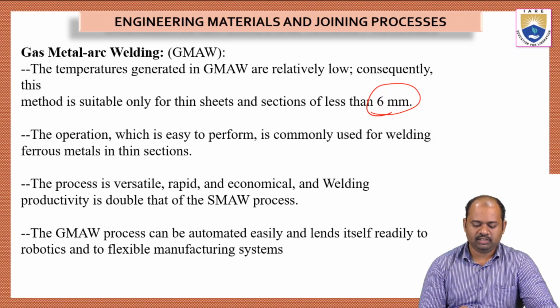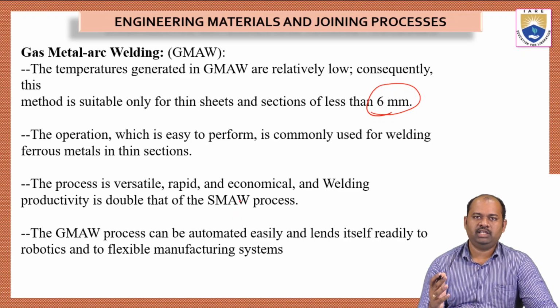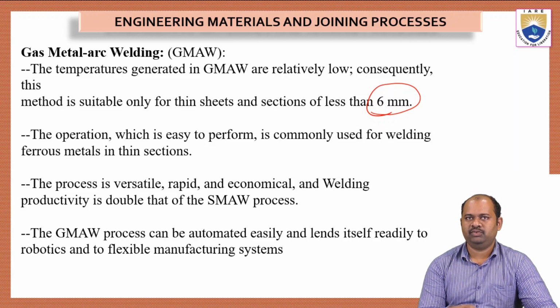And this process is versatile, rapid and economical in welding. Productivity is double that of SMAW. So overall productivity is more, but we can weld only thin sheets. These thin sheets cannot be welded by using SMAW. That is why we should go for this GMAW.